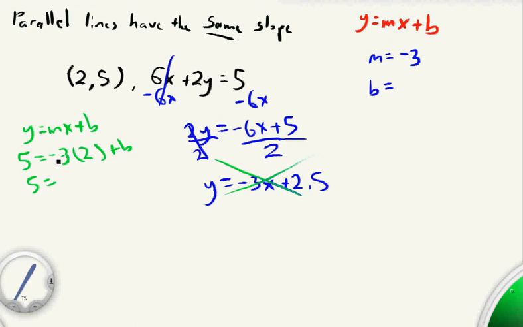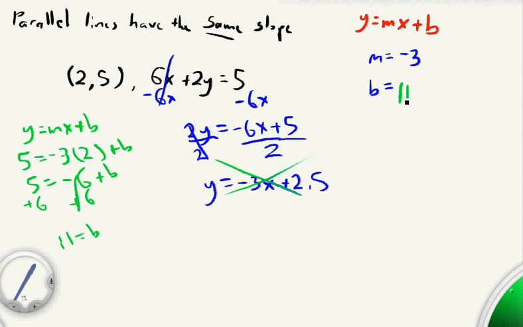5 equals negative 3 times 2 is negative 6 plus b, and then to get b by itself we just add 6 to both sides, and so 5 plus 6 is 11. Those 6's will cancel, so we get that 11 equals b. Alright, so now we can come over here and we can say that b equals 11.